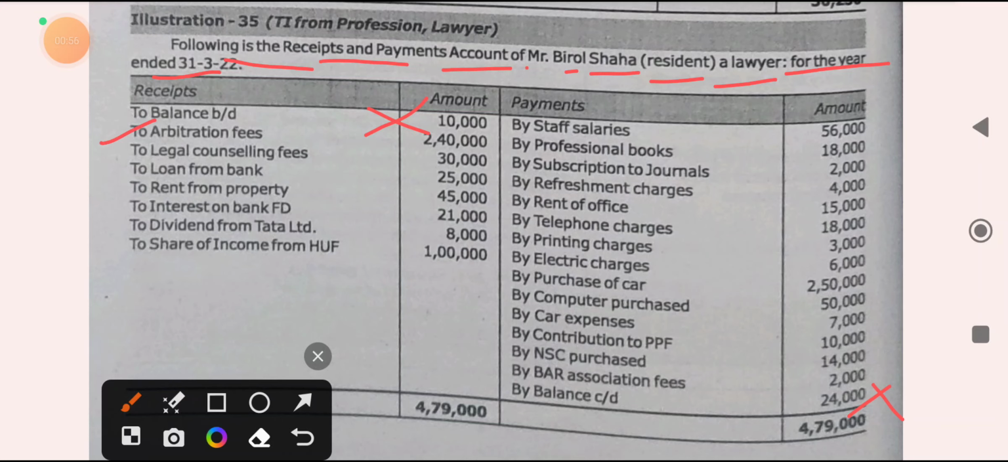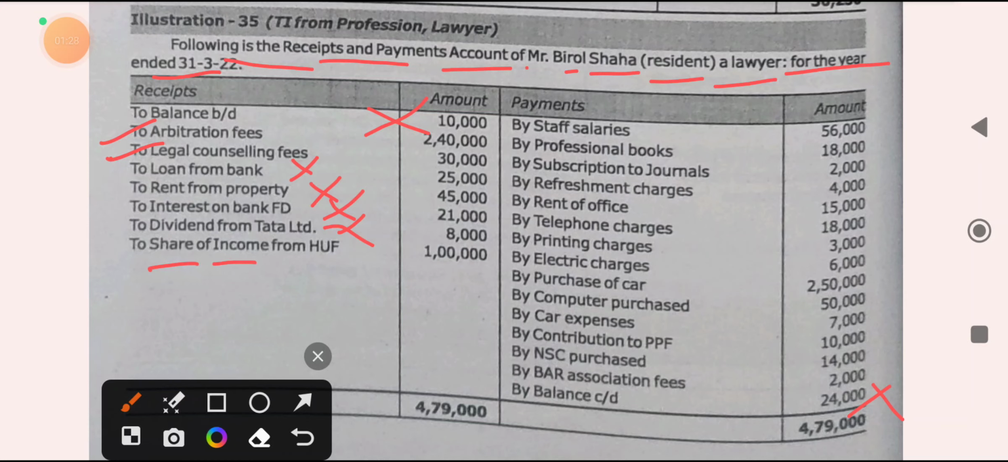Arbitration fees, it is income. Legal fees, legal consultancy fees, income. Loan from bank will not come. Rent from property comes under house property. Interest on bank FD comes under other sources. Dividend from Tata Limited, other sources. But dividend income is less than 10 lakh rupees, so that is not taxable. Tata Limited is an Indian company.